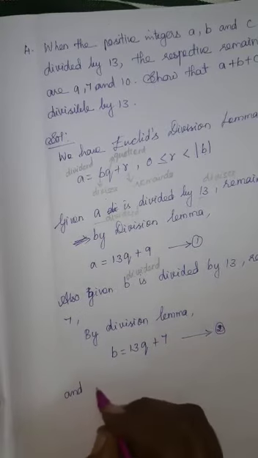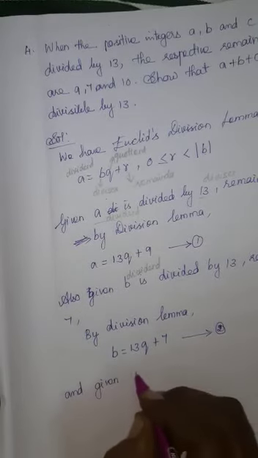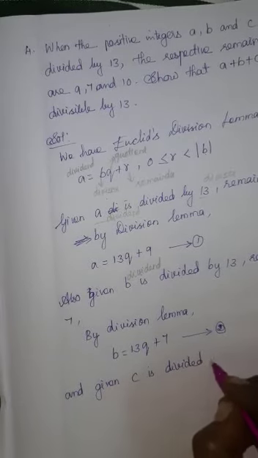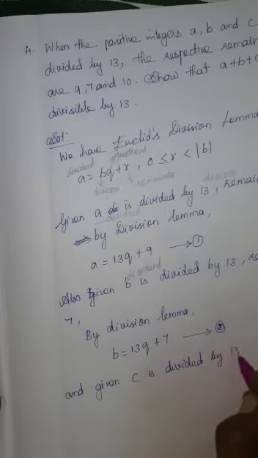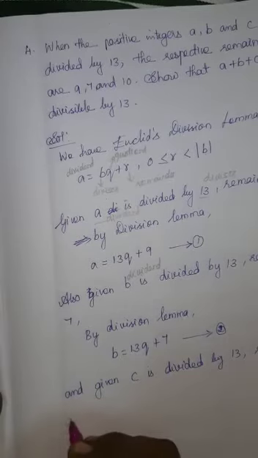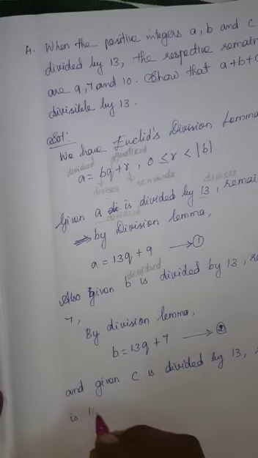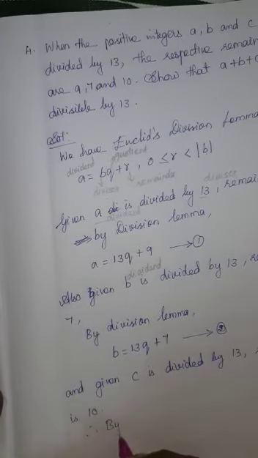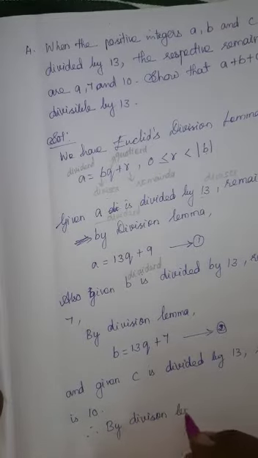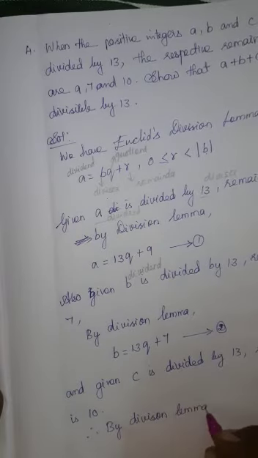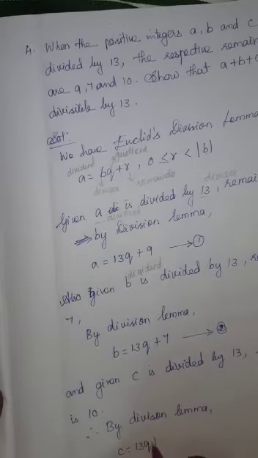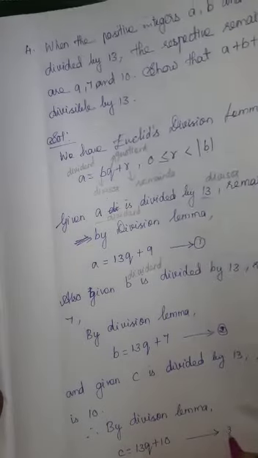And given, c is divided by 13, remainder is 10. Therefore by division lemma, what is it? c is equal to 13q plus 10. This is equation number 3.